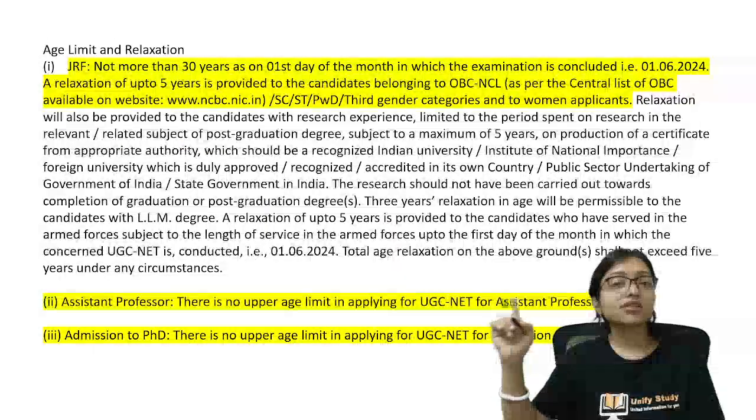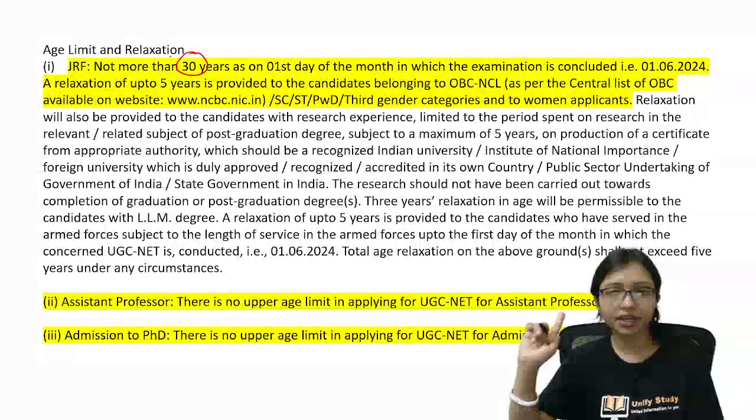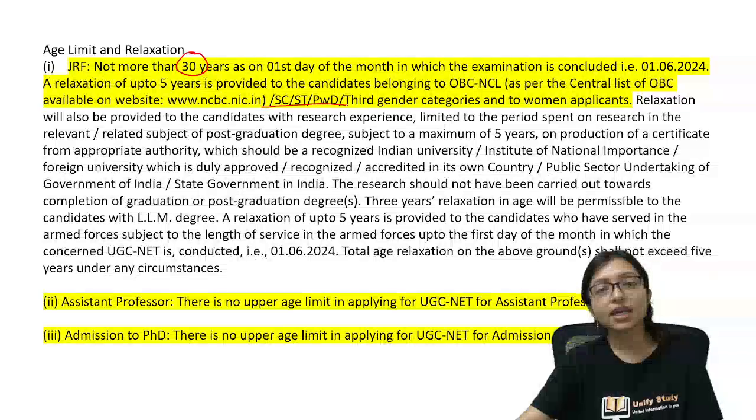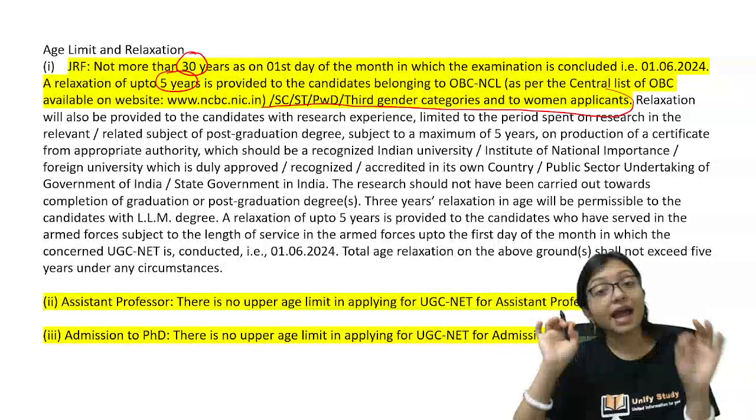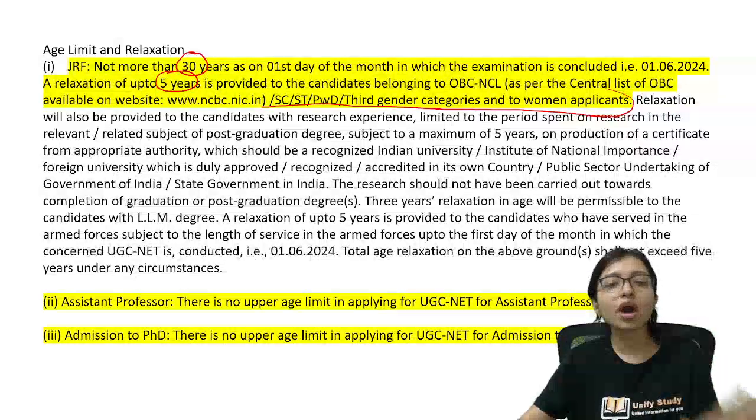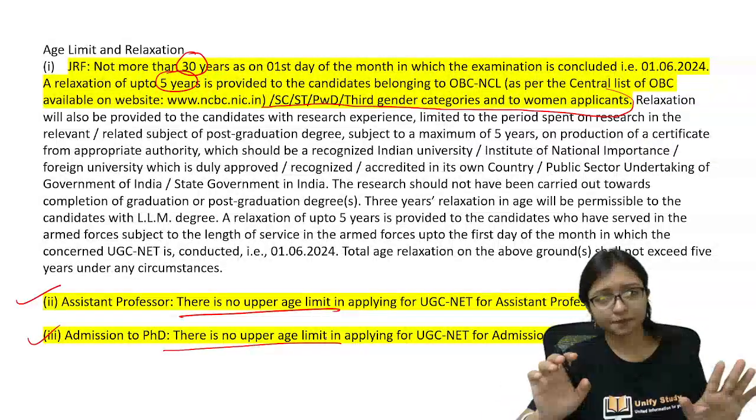Now what is the eligibility? The age limit is 30 years for everyone, and for women, SC, ST and PWD candidates there is a 5 years relaxation, which means 35 years. That is for JRF, guys. There is no upper age limit for assistant professor or for admission in PhD.